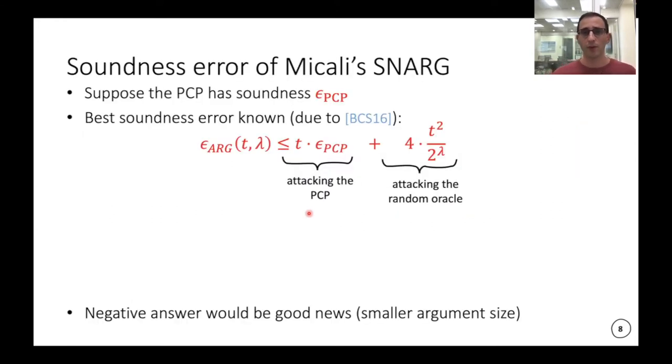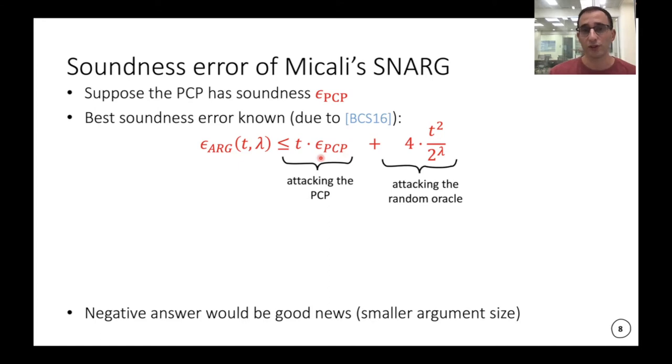What about soundness? How do we prove soundness of this scheme? Again, you use some underlying PCP. Suppose you initialize the scheme with a PCP with soundness epsilon PCP. The best soundness expression known is due to BCS a few years ago, and we denote the soundness of our argument scheme with epsilon arg. As we said, it's a function of T and lambda. The best soundness expression known has the term T times epsilon.